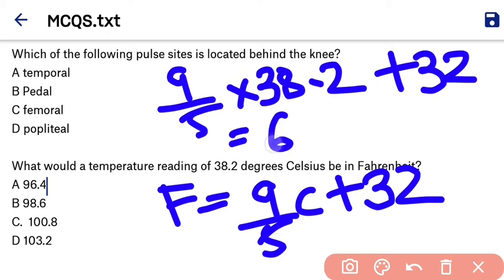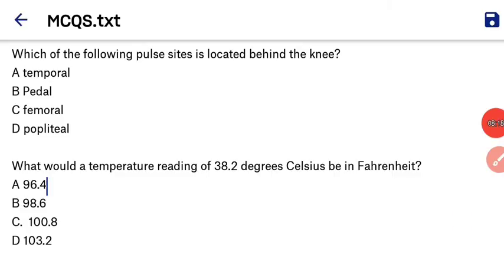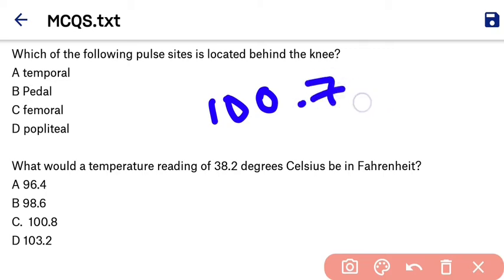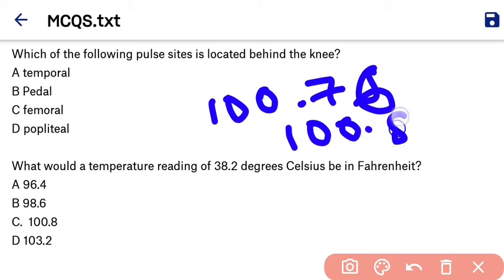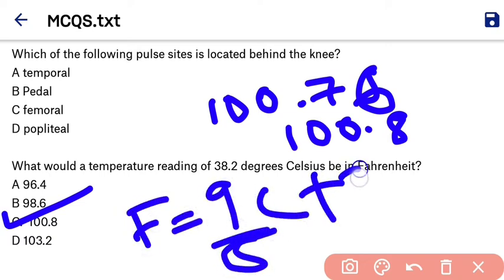When we calculate this, we get 68.76 plus 32. So it means our answer will be around 100.76, so around 100.8. Okay, so here our right answer is C. So remember the conversion formula: Fahrenheit is equal to 9 by 5 C plus 32.